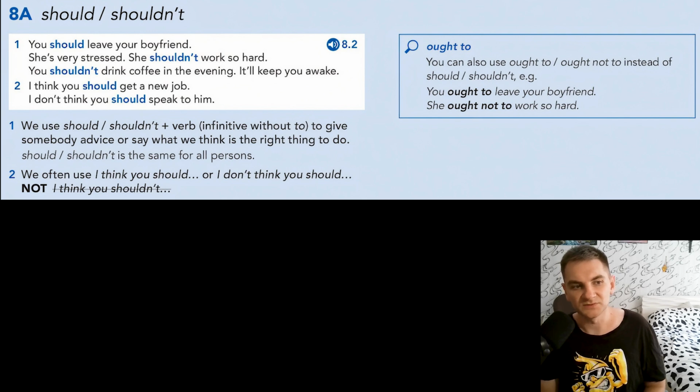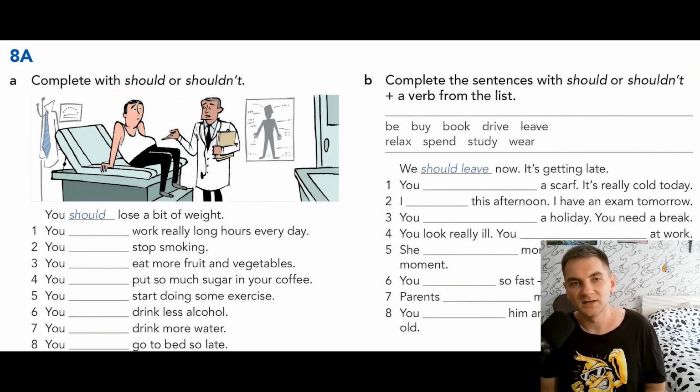And speaking of ought to, yes, some strange words here. You can also use ought to, ought not to, instead of should, shouldn't. For example, you ought to leave your boyfriend. She ought not to work so hard. Of course, you can use it, especially if you find it cool. I mean, how it sounds, yeah? But ought to isn't very common nowadays. Anyway, try to remember that we can use ought to instead of should, and ought not to instead of shouldn't. But to be honest, it's better just to use should, and that's all. Okay, let's move on. Exercises.